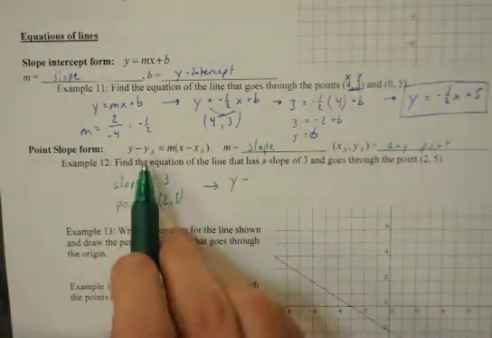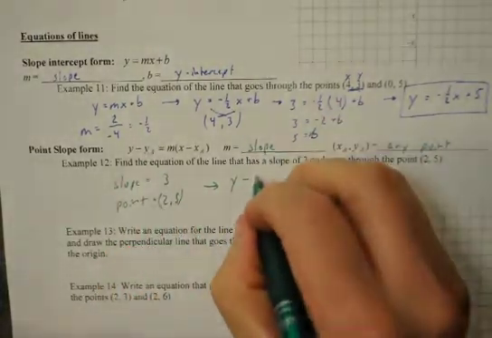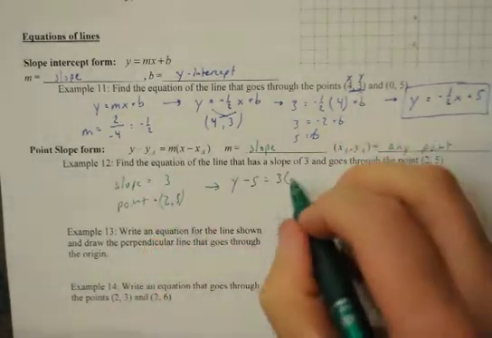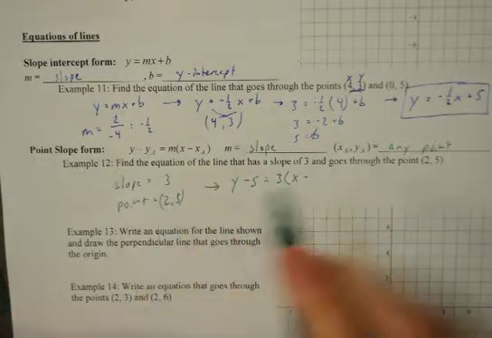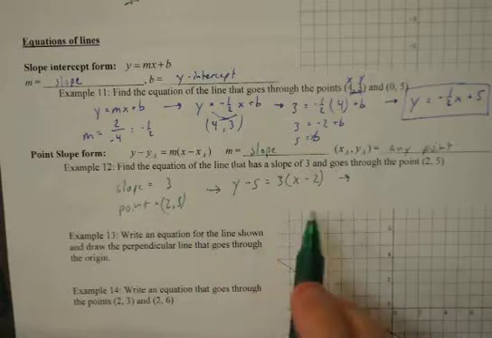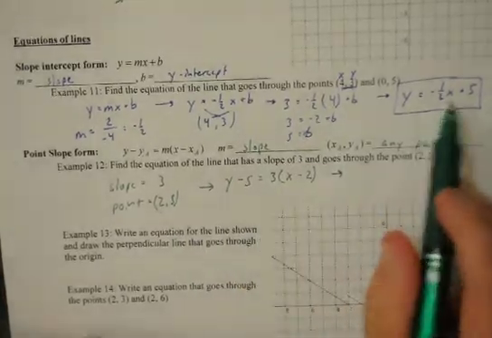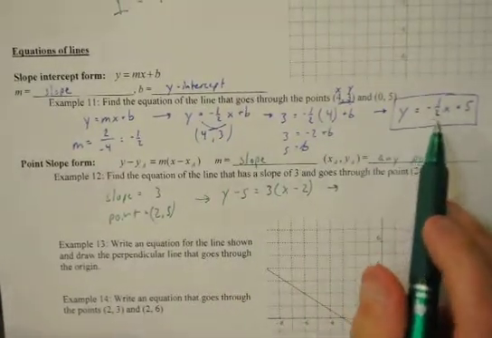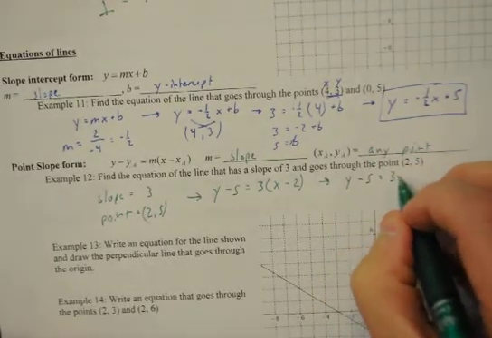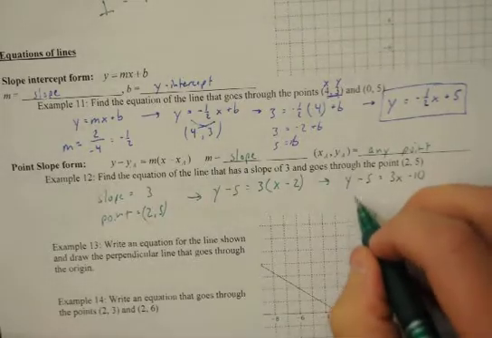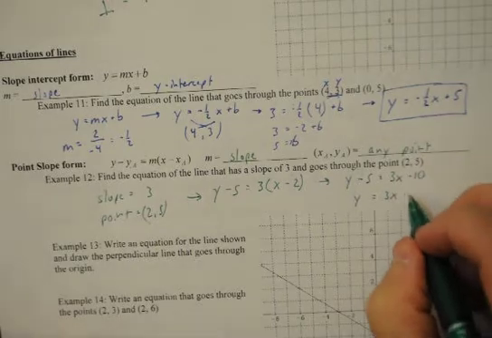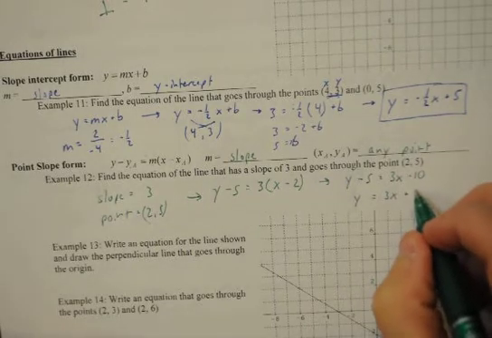y minus the y value of my point equals slope times x minus the x value of my point. Now from there, you can leave it like that, or you can make it look like slope-intercept form. So that would be y minus 5 equals 3x minus 10. And lastly, y equals 3x, add the 5 over, minus 5.